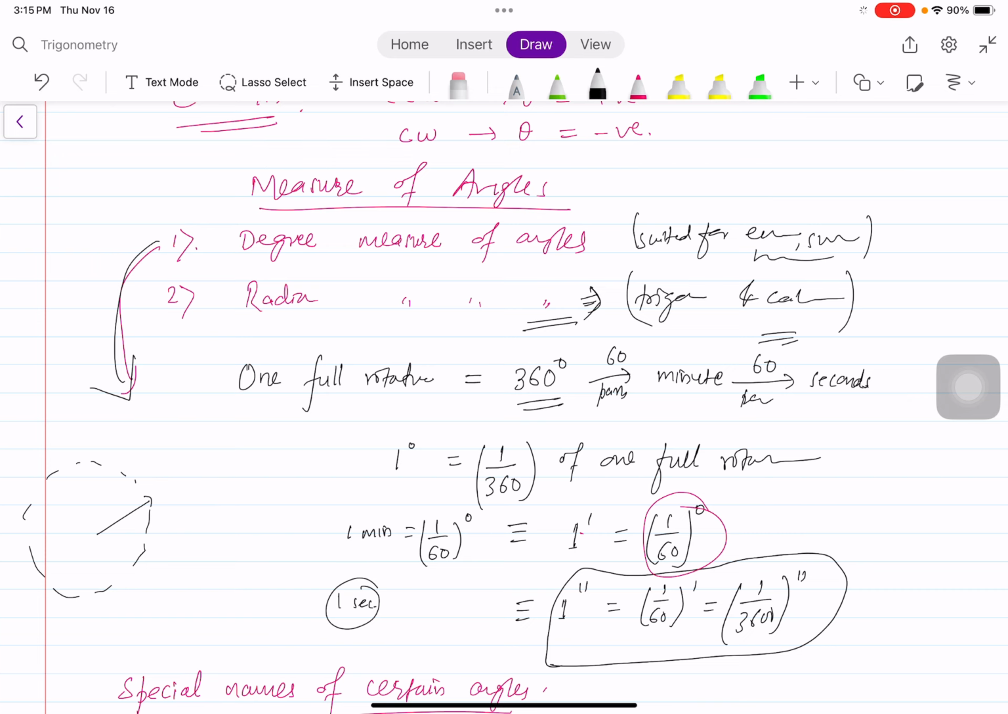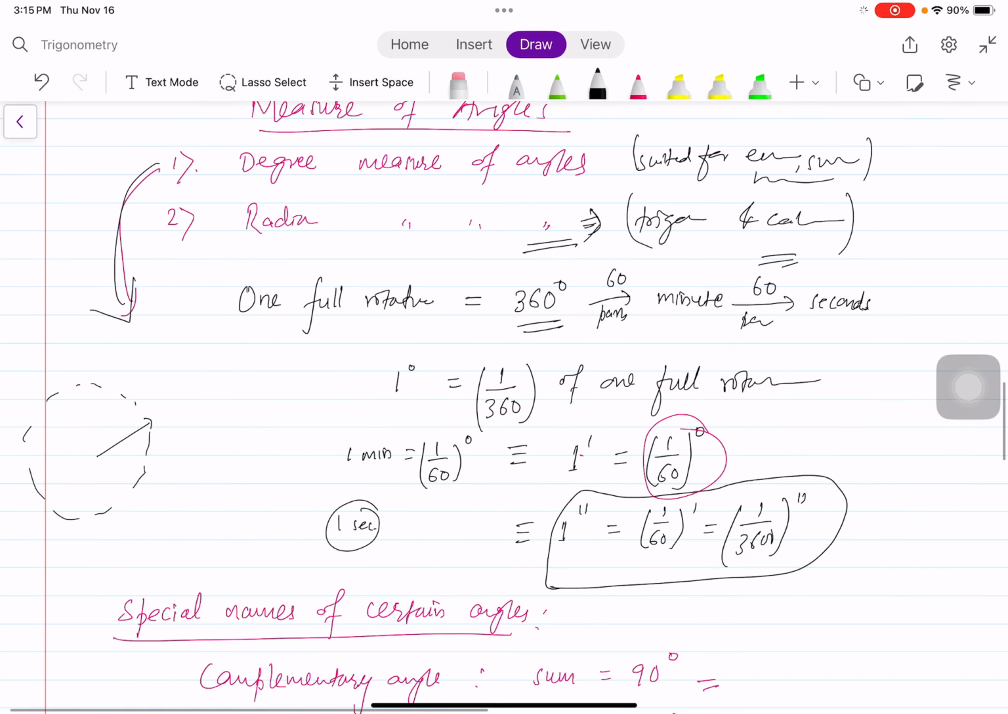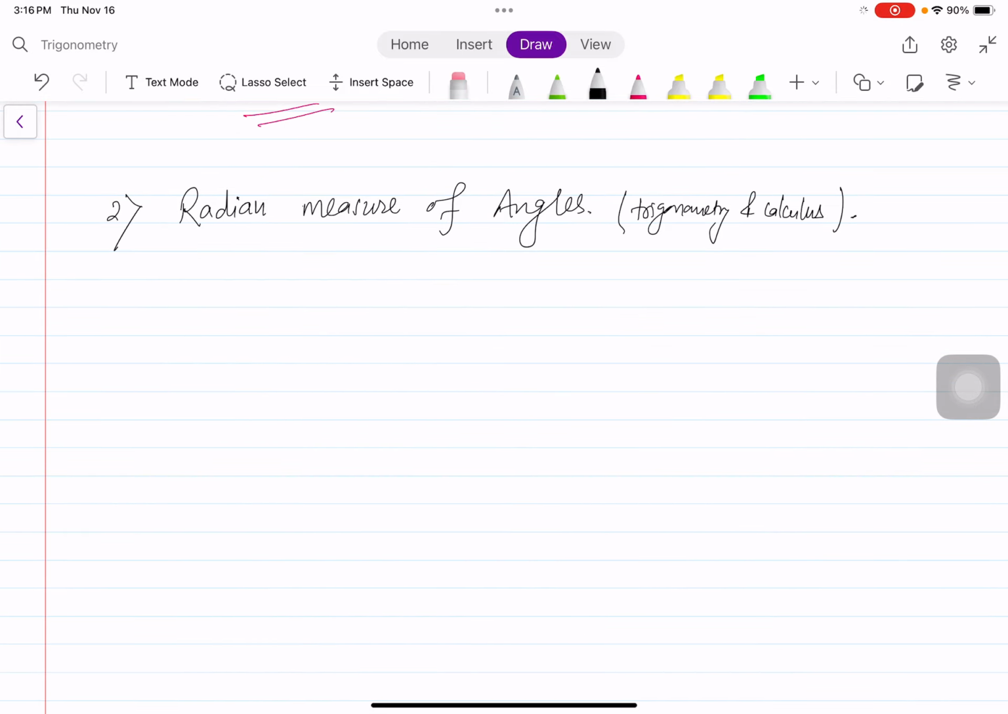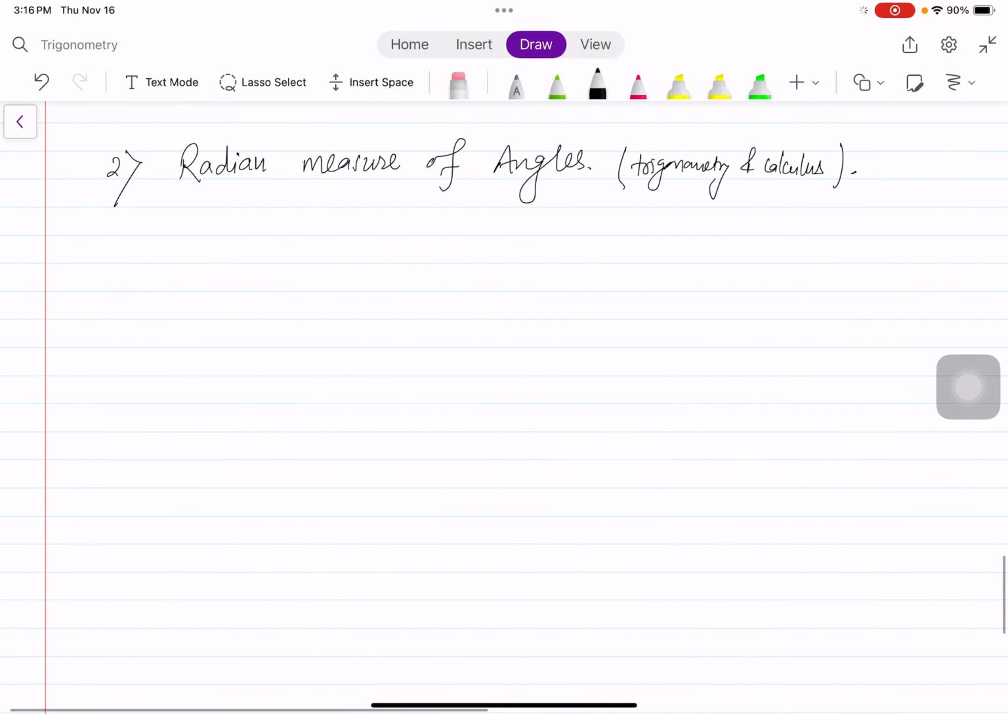We discussed last time degree measure of angles, and today we will discuss radian measure of angles. This radian measure of angles is useful while studying trigonometry and calculus. Now we will start from some definitions.